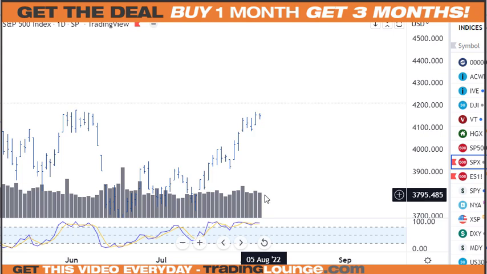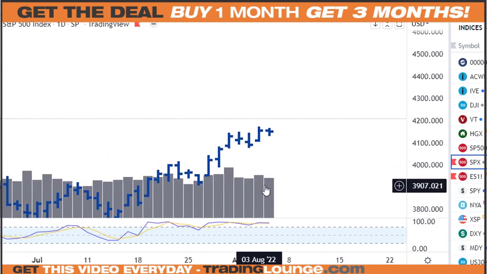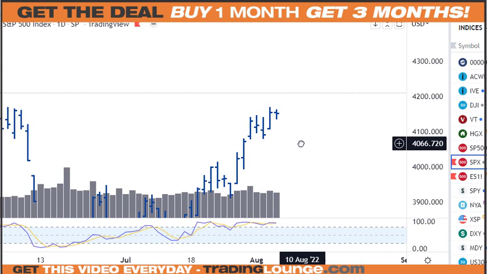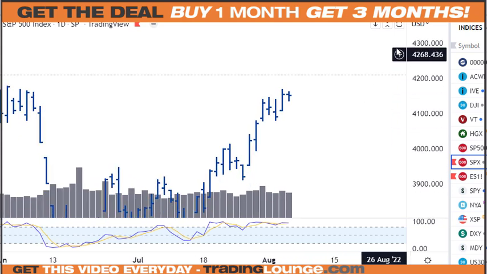So that's good. If that closing was lower and this volume bar was higher than that one, then the sellers would be in control. So a corrective pattern is always on lower volume. So that's on lower volume. So that's good. That's a bullish signal at that point.